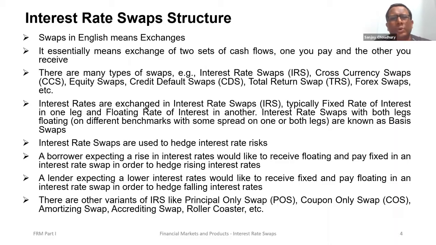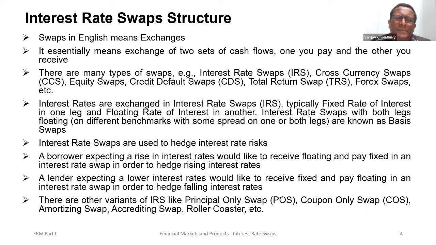And interest rate swaps with both legs floating are known as basis swaps. So the floating legs can be on different benchmarks with some spread on one or both of the legs. And interest rate swaps are used to hedge interest rate risks.